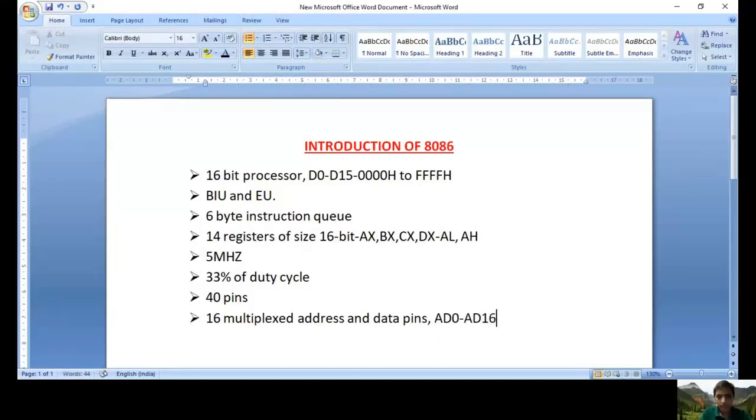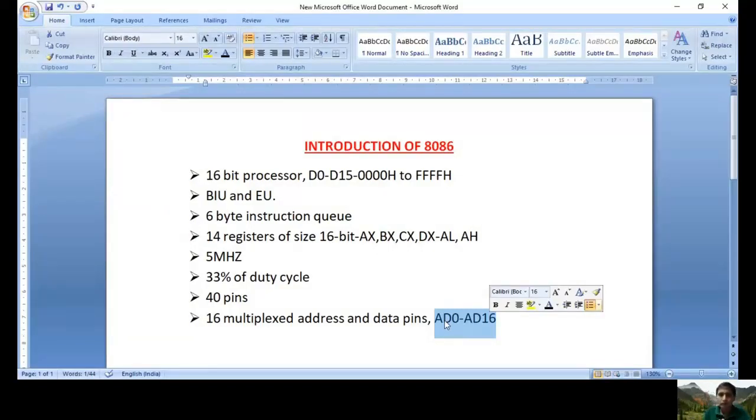Here AD0 to AD15. So A0 to A15 are address lines. Similarly D0 to D15 are data lines. So they are not directly address and data. They are multiplexed, so we should separate them for our operation. For any operation, first we should separate the address and data lines into pure address lines and pure data lines with the help of external latches and the ALE signal.